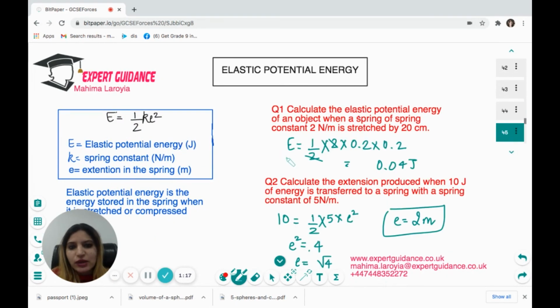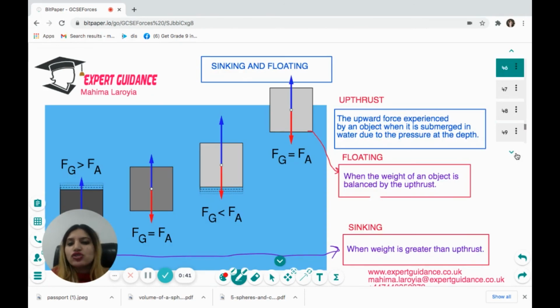Okay, so for the first one, we'll use this formula, elastic potential energy is half k e squared, and we'll take care that here the distance is in 20 centimeters. We need to convert it into meters, which is 0.2. So the energy would be half k e squared, which is half times 2 times 0.2 times 0.2, which is 0.04 joules. For the second question, energy, which is 10 joules, is 0.5 times 5 e squared. We multiply by 2, divide by 5, so e squared equals 4, e is root 4, so the extension would be 2 meters.